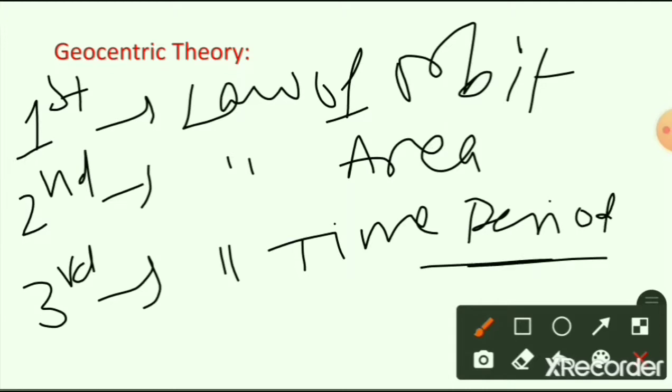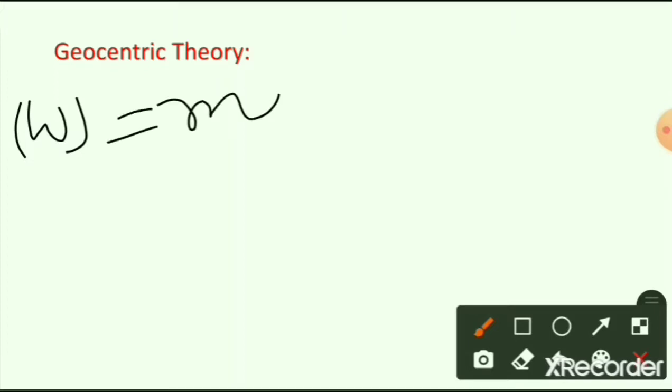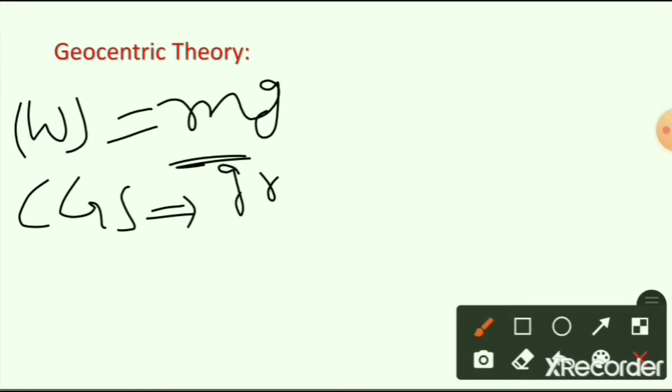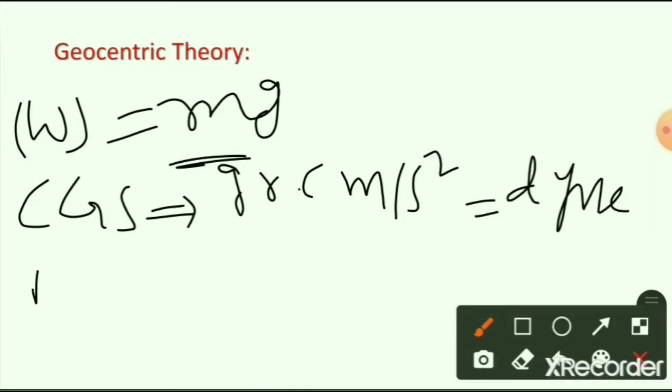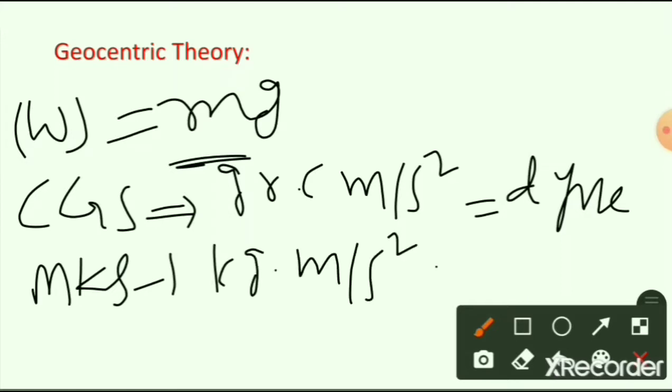Weight, denoted by W. Gravitational force of attraction acting on an object is called weight. W equal to m into g. Units in CGS: gram into centimeter per second square, or dyne. In MKS: kg into meter per second square, or Newton.